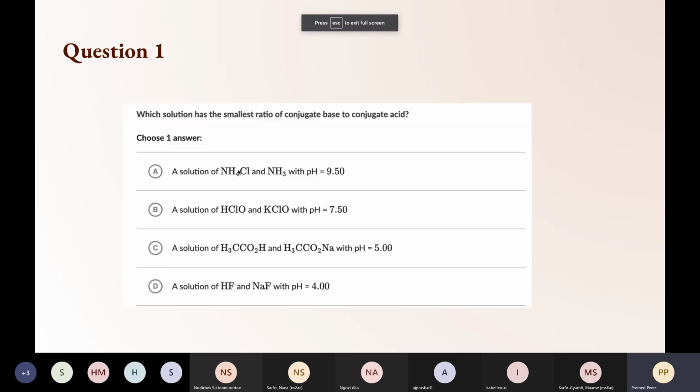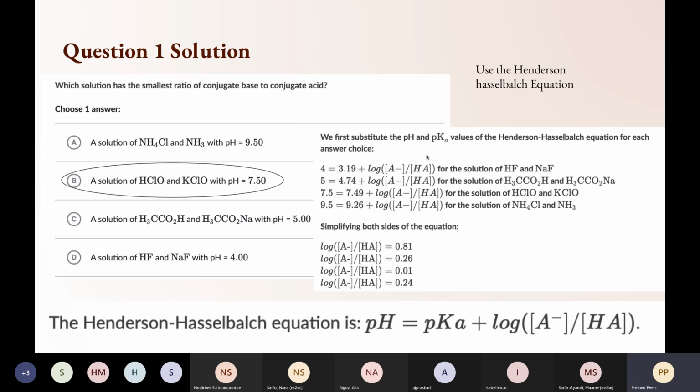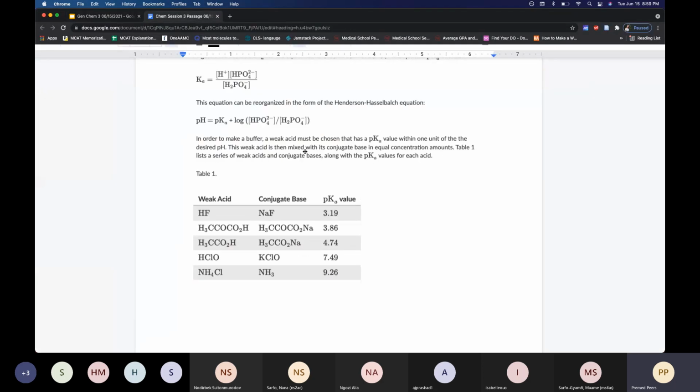Okay, so question 1. I'm going to go over these. Feel free to stop me if there are any questions about it. Which solution has the smallest ratio of conjugate base to conjugate acid? So for this question, what should be going off in your head is that you need a ratio, and that should let you know that you need to plug it into the Henderson-Hasselbalch equation. So doing that, we look at the table that they give you. If we have NH4Cl and NH3, we go to the table that they provided, right here, and plug those in, okay?